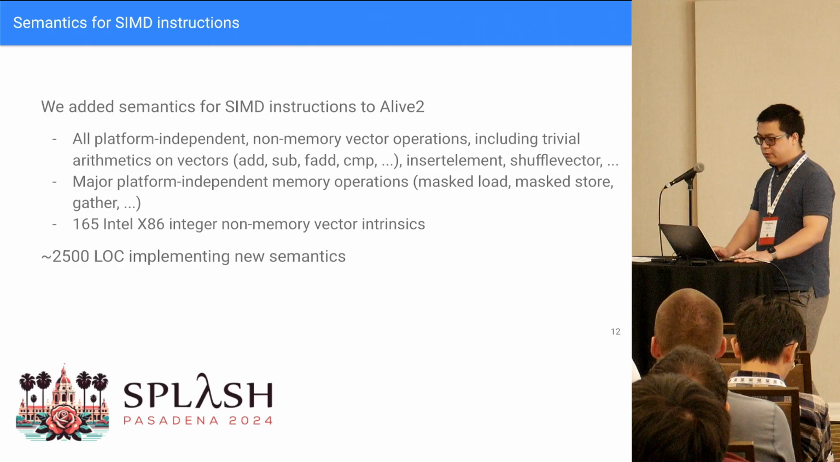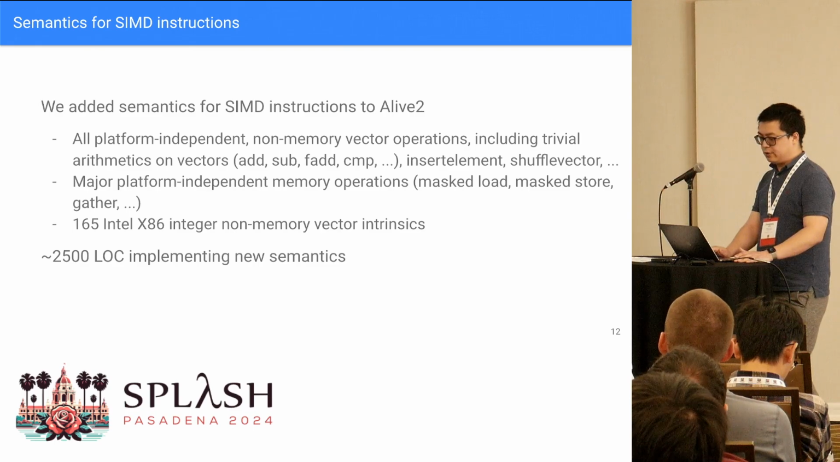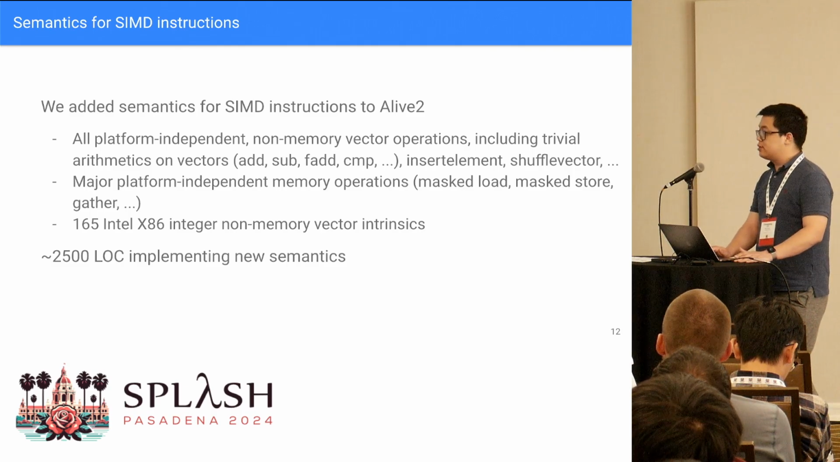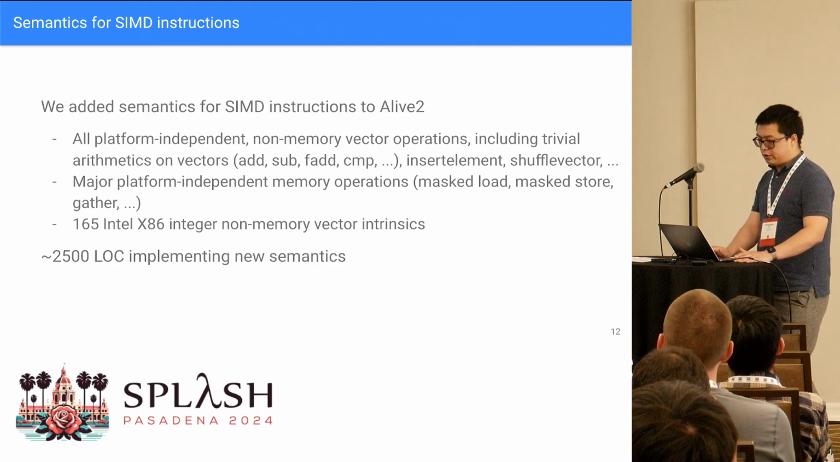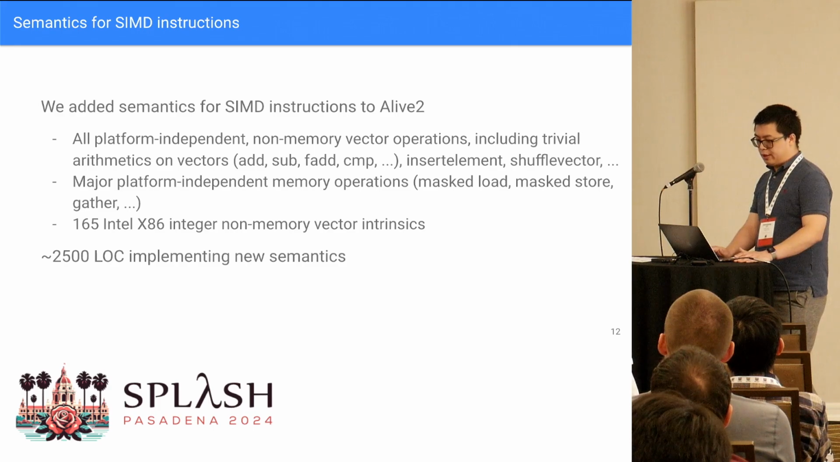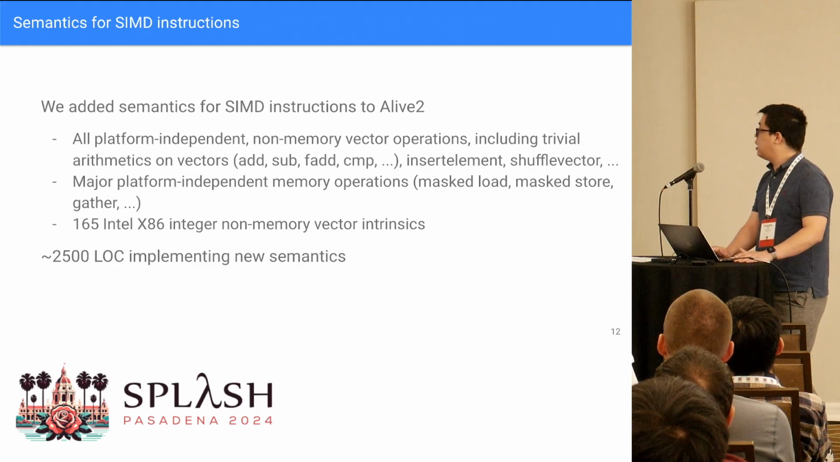To make LLVM able to reason about vector programs, we need to teach LLVM the semantics of those vector operations. Now the semantics for all platform-independent vector instructions, such as vector add, sub, floating point add, and integer and floating point comparisons, are implemented and already added. And other data movement operations such as insert element and shuffle vector are also implemented and open sourced at our main LLVM repo.